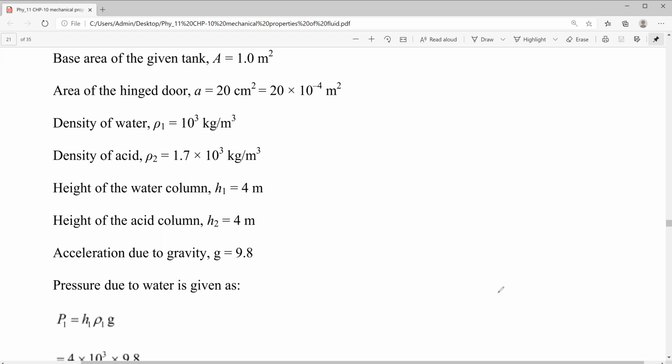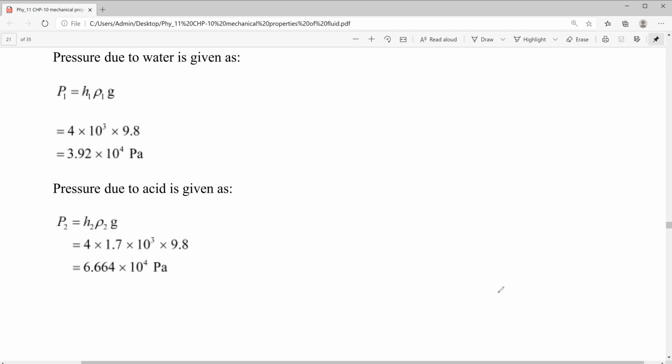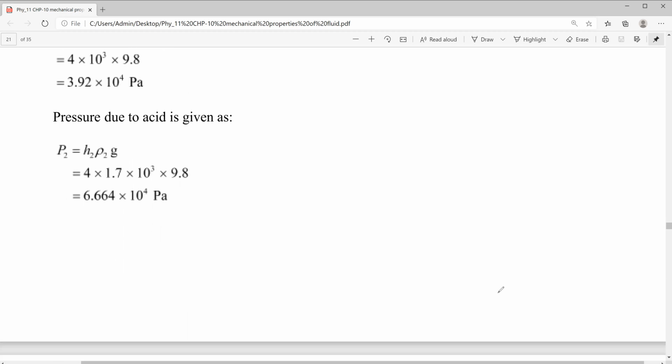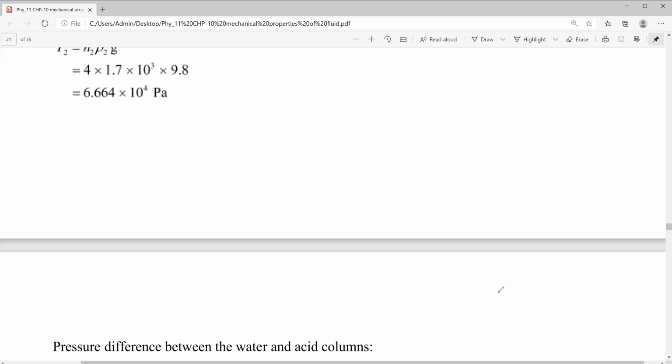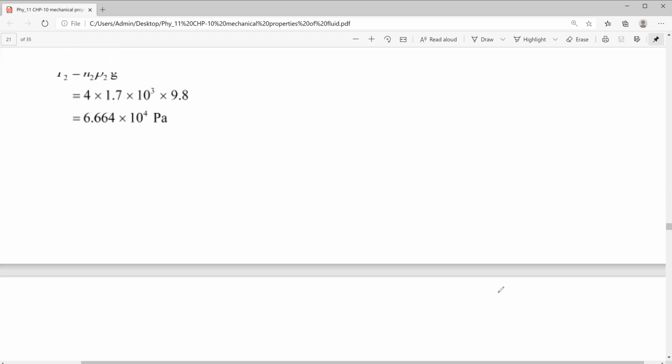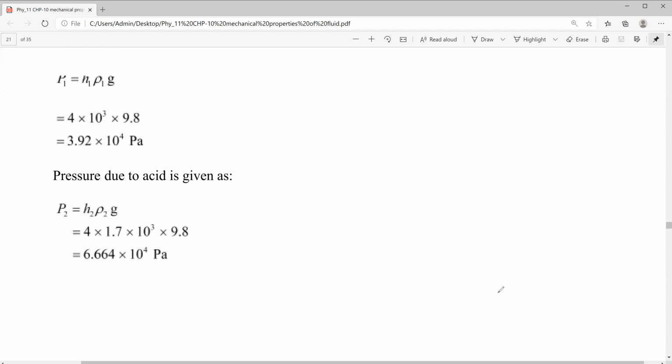By using these given data, pressure due to water is given by the formula P1 is equal to h1 rho 1 into g, and same thing due to acid is P2 is equal to h2 rho 2 into g. And here first we need to calculate pressure P1. So that is calculated by using the formula. We already know that one.